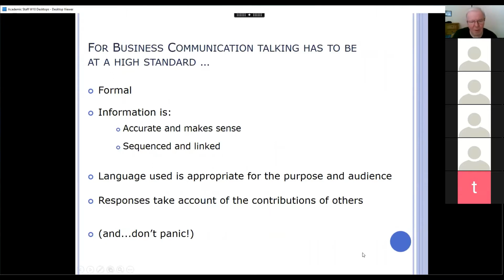Also remember that normally if you were doing a presentation, you'd be answering questions. So that's what we mean by responses. Responses take account of the contributions of others. You may still be asked questions, which you need to answer. It will depend on what I see in your PowerPoint. If it's fine, I might not ask you questions, but in some cases I might. And whether you're answering questions or doing a presentation, don't panic. All that does is make things worse.